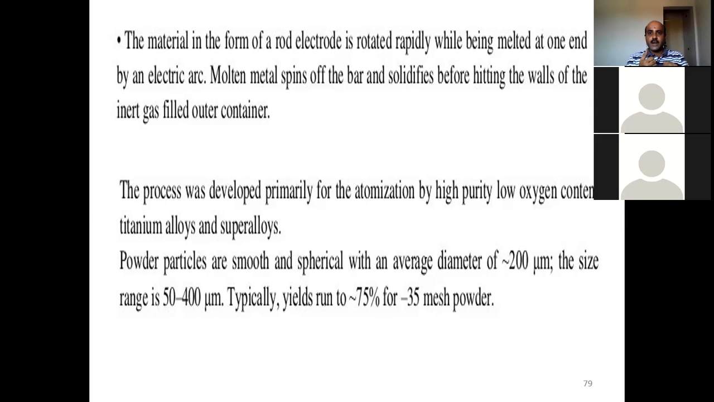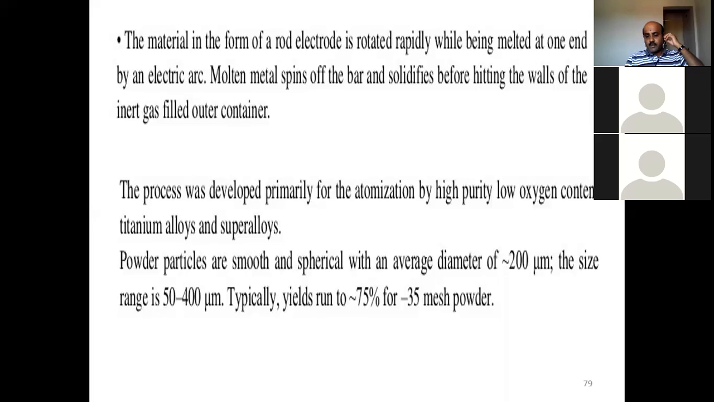It gets melted and consumed. Melted in the sense that the electrode starts converting into powder. The molten metal spills off the bar and solidifies before hitting the walls of the inert gas filled chamber. In the sense it gets molten, spills off the electrode, gets collected, cooled and solidified in the inert gas chamber, and forms a powder. This is the process involved in centrifugal atomization.